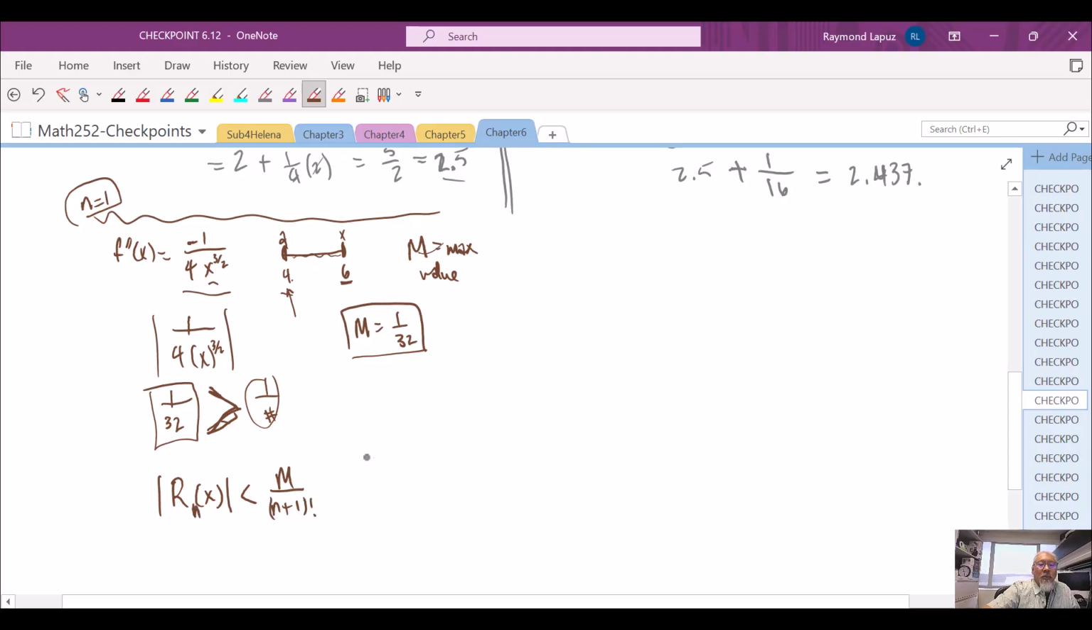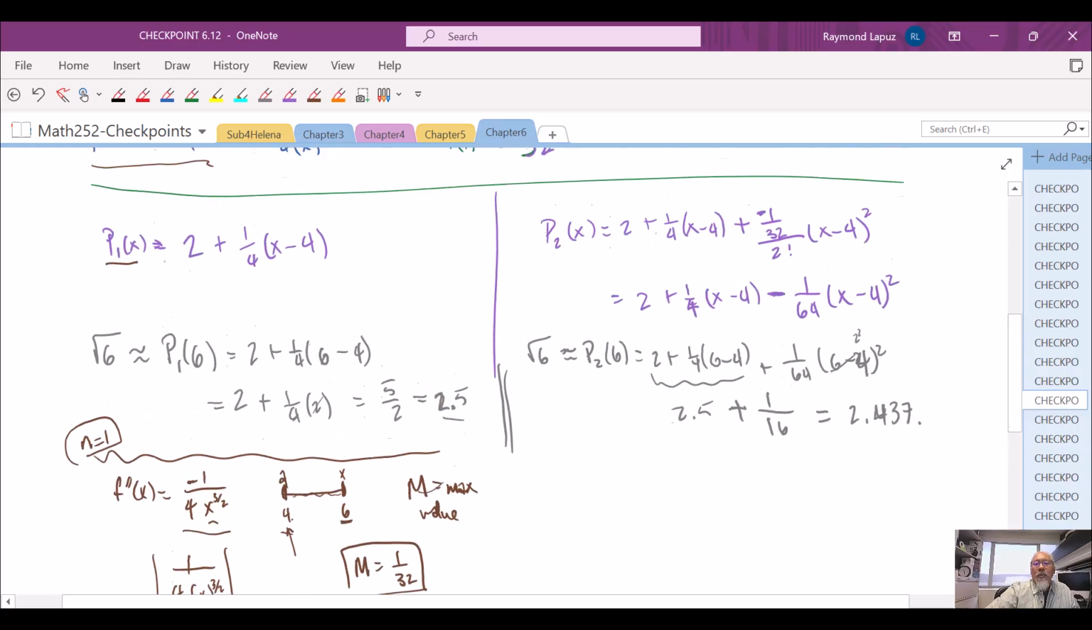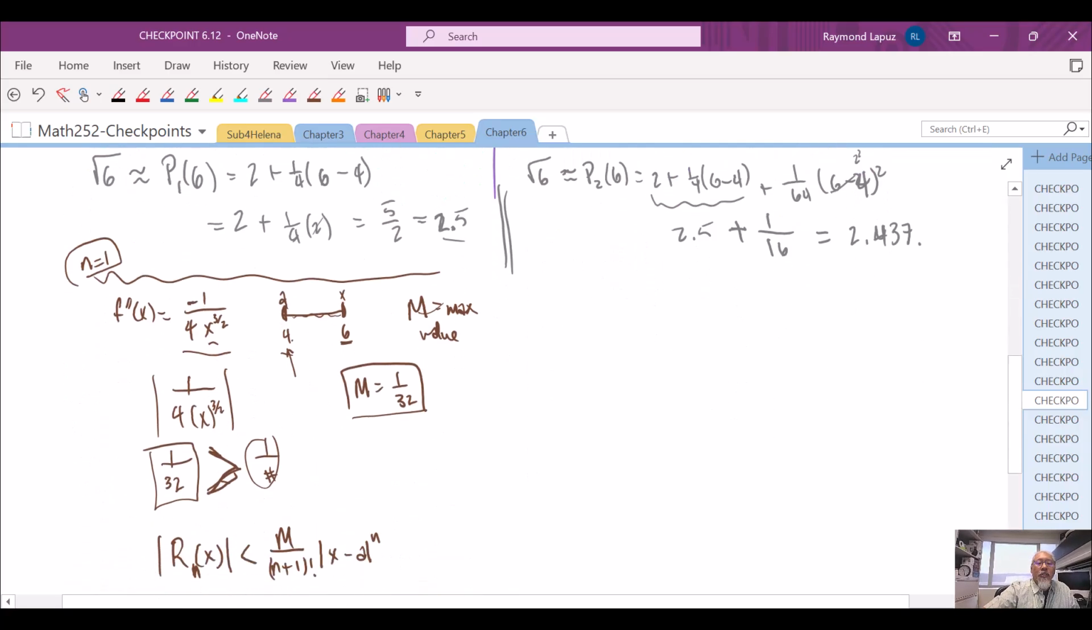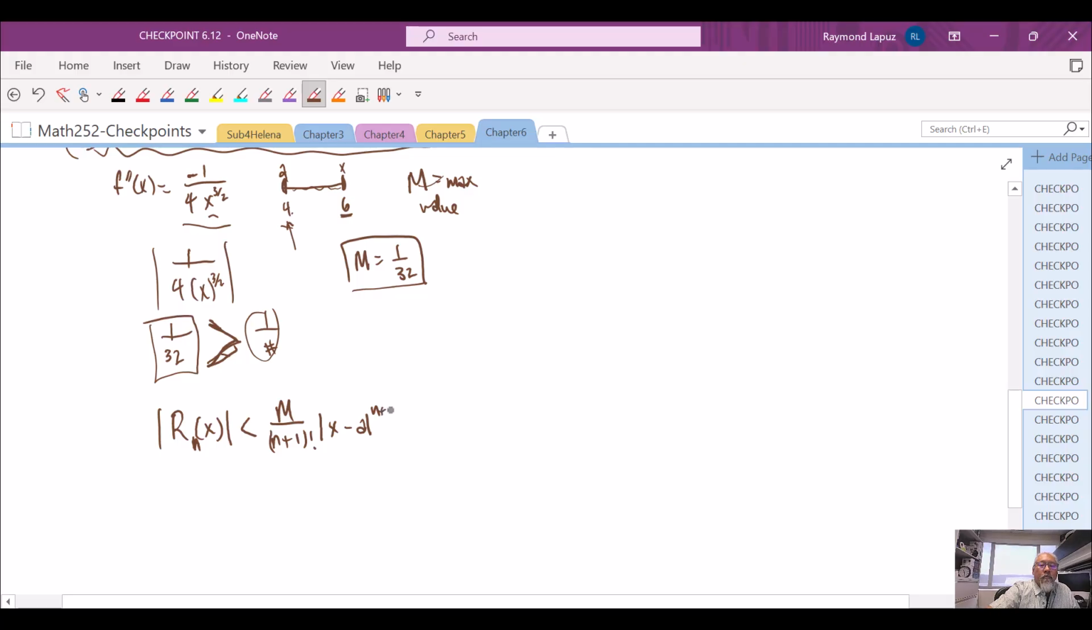Let's just write the formula down, since we're just writing the formula down anyways. And then we have (x minus a) to the n plus first power, I believe. Yep, n plus first power. All right, so when n is equal to 1, and then we're going to put 6 in. So r sub 1 of 6 is what we really want.